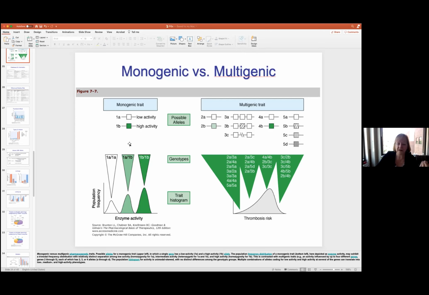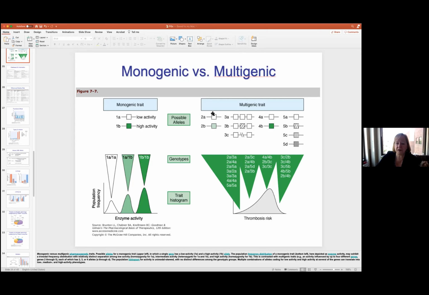Well, that's all well and good in the simple things, but what happens if you have multiple genes that are influencing this one activity, right? That's called a multigenic trait. We talked about that a little bit. So if, once again, you have alleles with low and high activity. And in this case, we're looking at a histogram for multigenic traits. And you can see all the various combinations here.